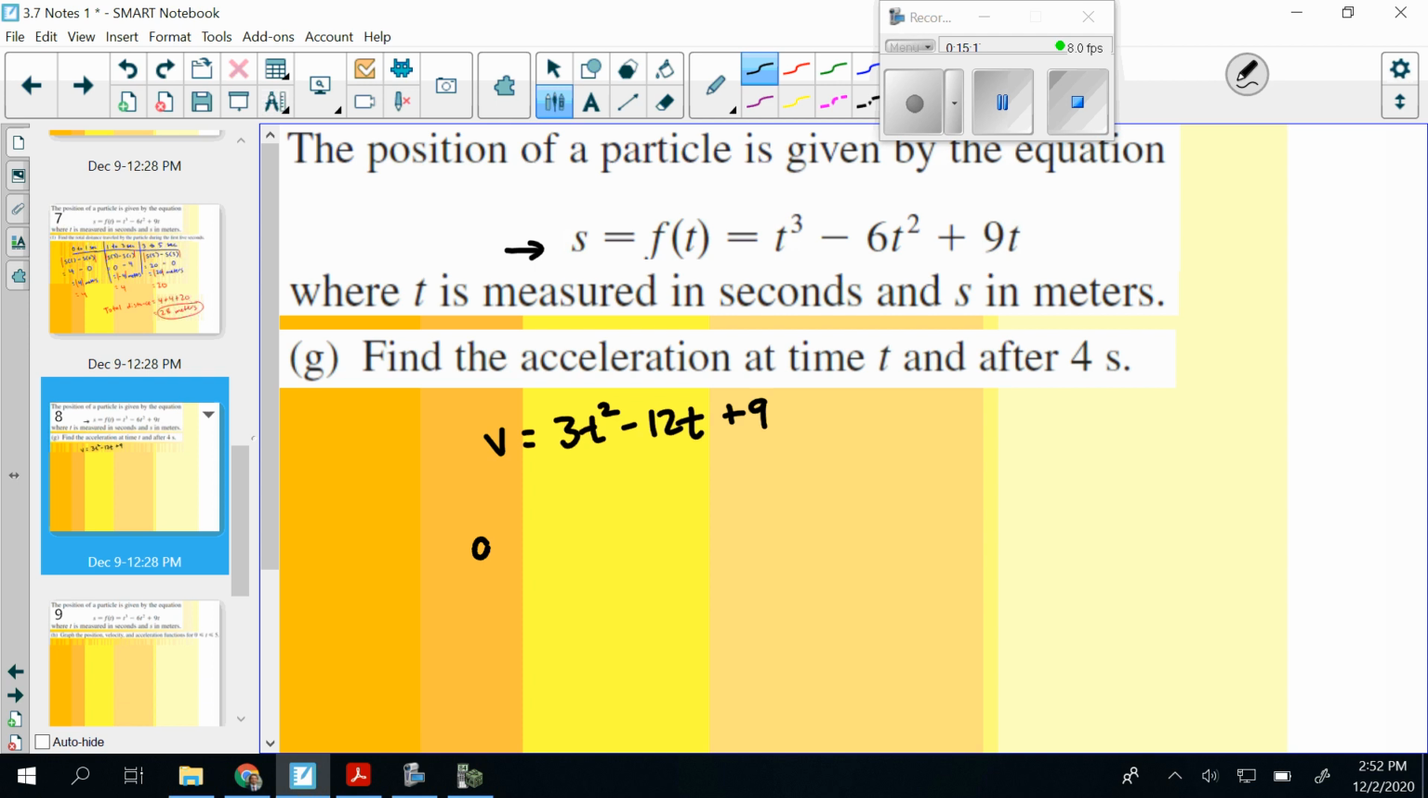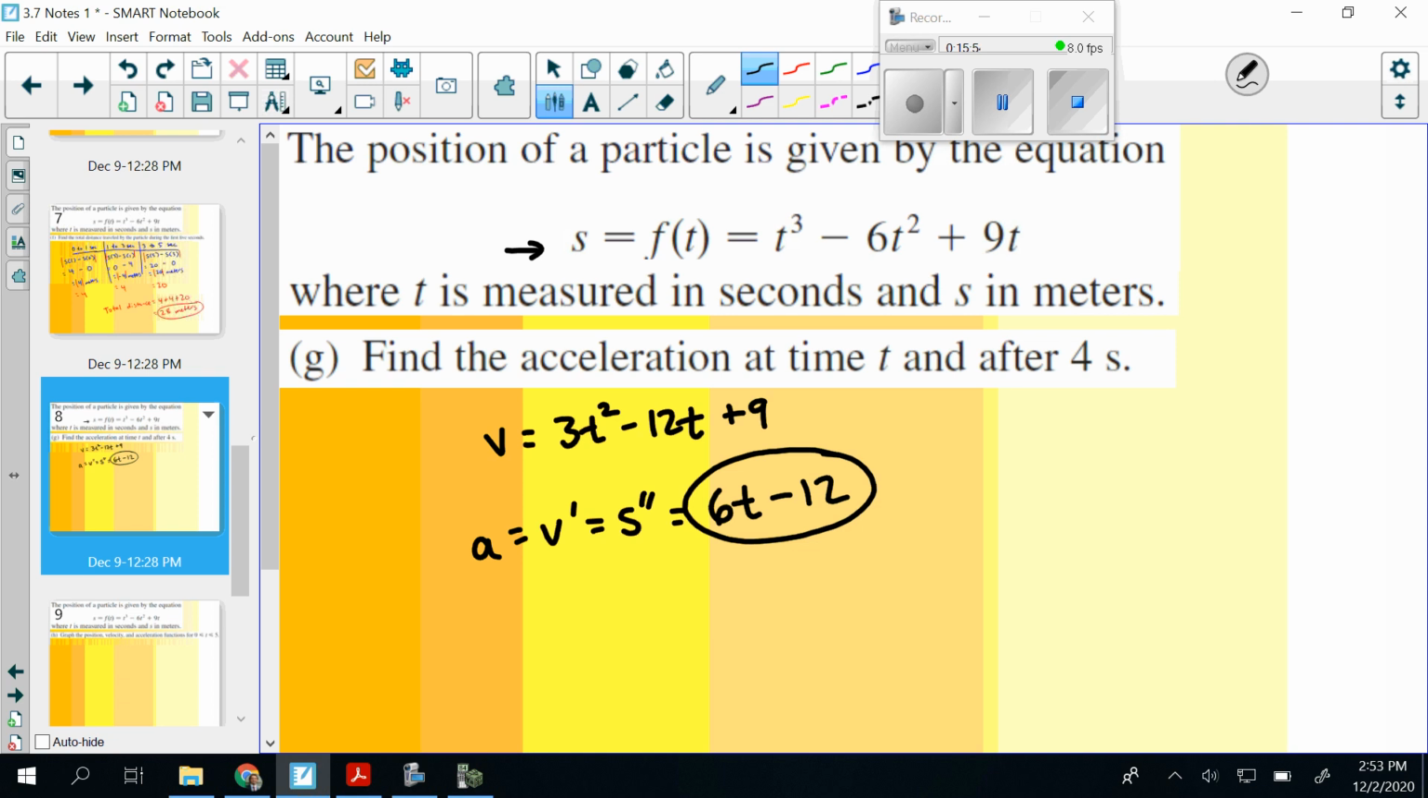So acceleration is going to be the first derivative of the velocity or the second derivative of our position. So we want to find the rate of change of this one right above us. That's just using our power rule again. So bring down the 2. 2 times 3 would be 6t. Bring down our 1 on the next one, so minus 12. And the new power would be 0, so just negative 12. And then the derivative of a constant, the derivative of 9, is just going to be 0. So that would be our acceleration function right here.